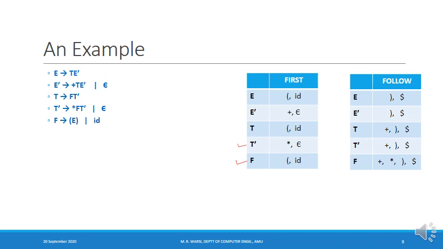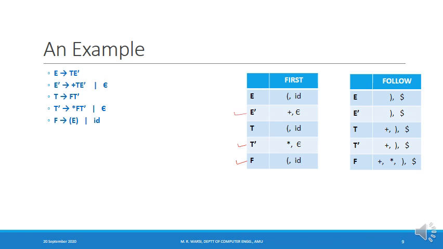Let us now calculate the first of E dash. Based on this production, I can say that first of E dash will contain plus, and based on this production, I can say that first of E dash will contain epsilon. So first of E dash is containing plus and it is containing epsilon. So we have calculated the first of E dash.